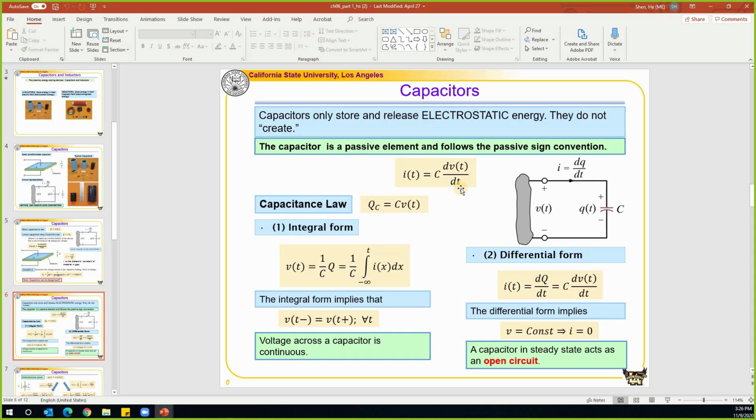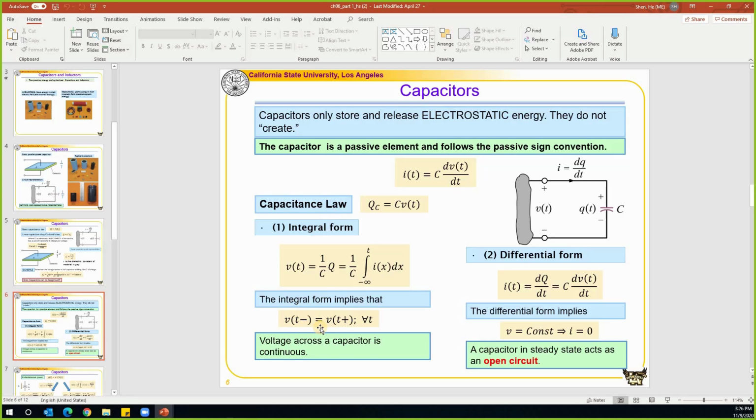Given these two basic relationships, we can also calculate the voltage on a capacitor. If we want to calculate the voltage on this capacitor, we need to divide by C on the left-hand side, then we do the integration. So that is how we calculate the voltage. And from this equation, we know that the voltage follows this integration form.